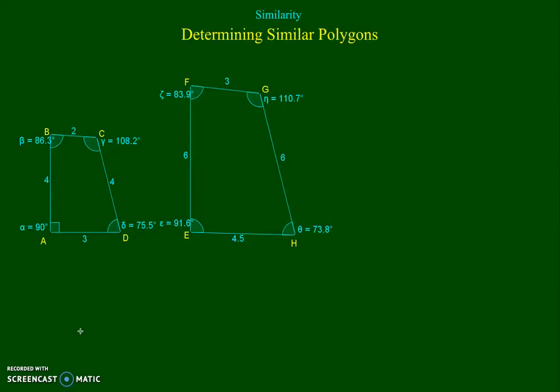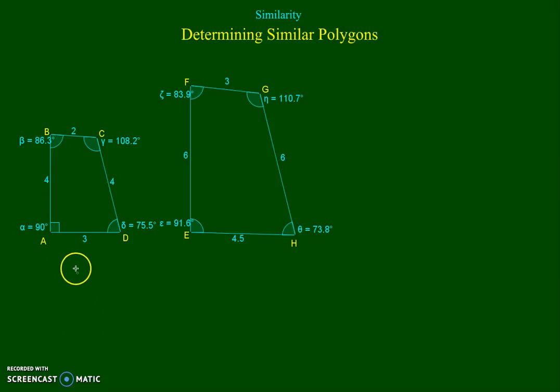This is part 3 of the series Similarity, and in this part we're going to continue our discussion of similarity by presenting a description of how to determine if two polygons are similar. Based on our previous definition of similarity, we need to do two things.